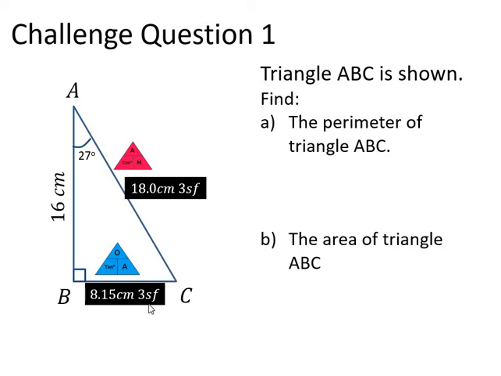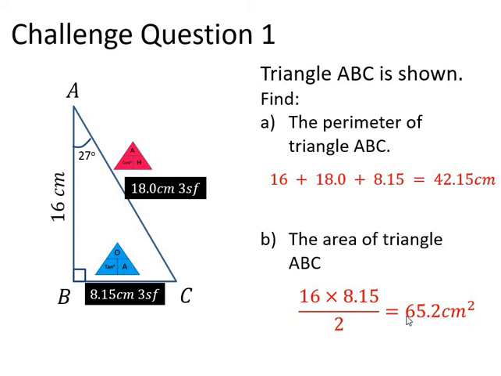So now I know all 3 sides, I can answer my 2 questions about the perimeter and the area. To find the perimeter, I just add all these 3 sides up, and that gives me 42.15 centimetres. To find the area of the triangle, I need to do the base multiplied by the height, all divided by 2, and that gives me 65.2 centimetres squared.